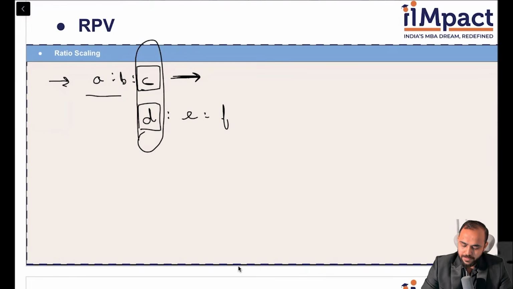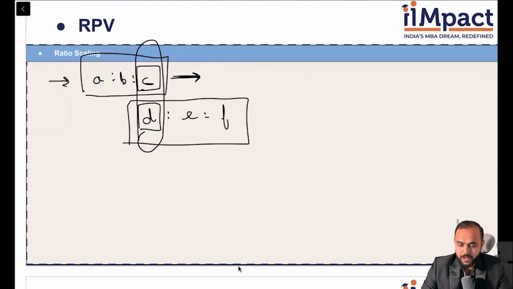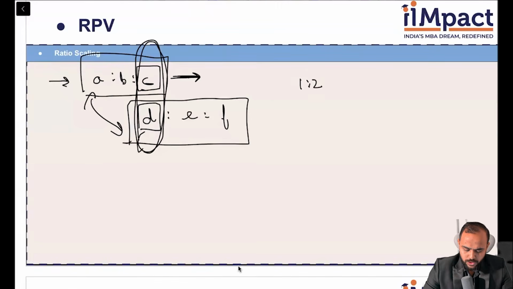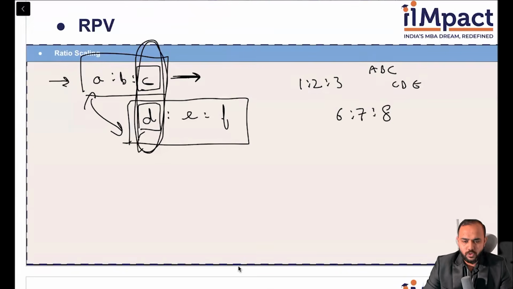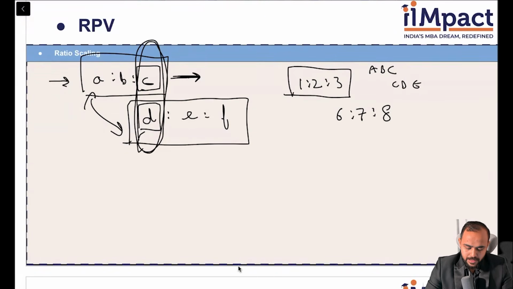All right. So you have one ratio input, you have another ratio input, and then they say that between these two ratios, there is a common link, and that is this value. So, for example, let's say they give you 1 is to 2 is to 3 is a score ratio of people A, B, and C. And the score ratio of C, D, and E is, let's say, 6 is to 7 is to 8. Now they can then ask you what is the ratio of A and E.